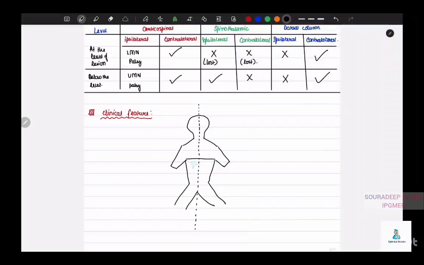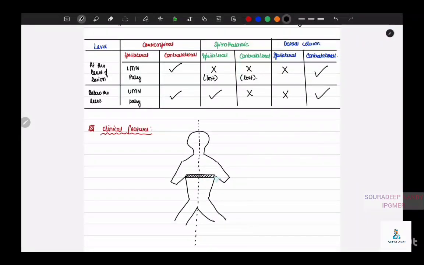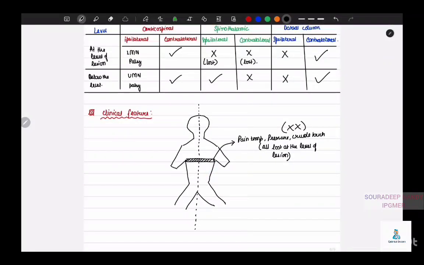Let us see what the clinical features are. The hemisection of the spinal cord usually occurs at the thoracic and lumbar level, so I am drawing like this. At the level there will be loss of the spinothalamic tract, so pain, temperature, pressure and crude touch, all sensation will be lost here.